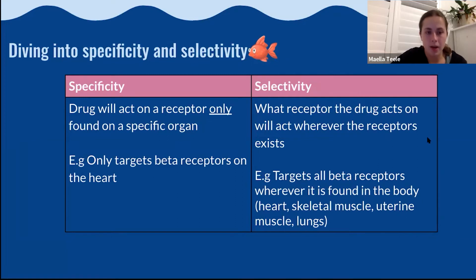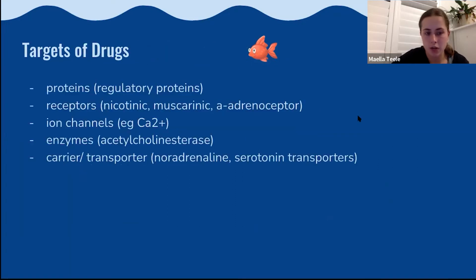Next up, we have a quick overview of targets of drugs. You really don't need to know much about this. As I've said before, the Intro to Pharm lecture is very short. It just wants you to know your basics about drugs and some basic terminology. Drugs usually target proteins, receptors, whether they be adrenoceptors, nicotinic or muscarinic receptors. They also target ion channels, enzymes, and sometimes carriers or transporters.